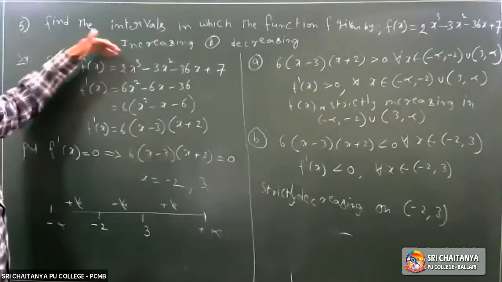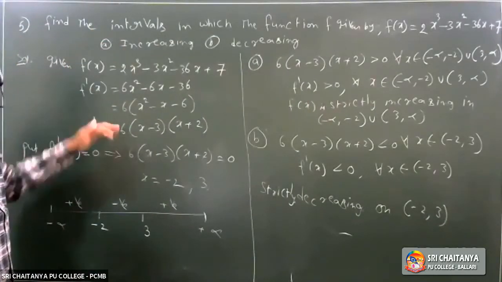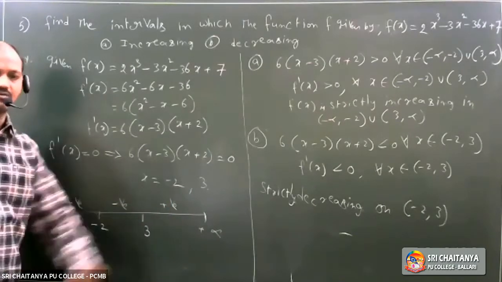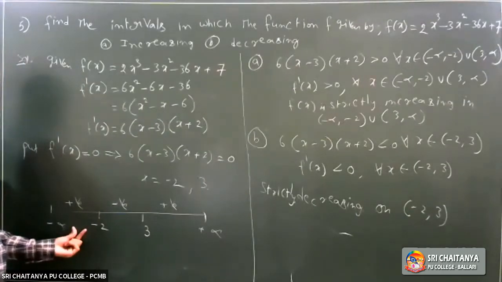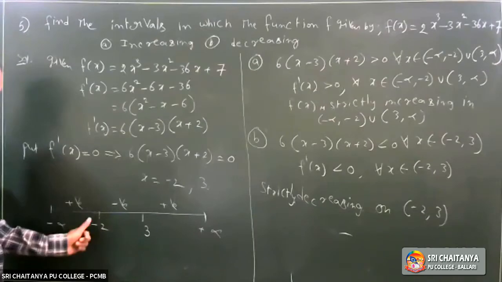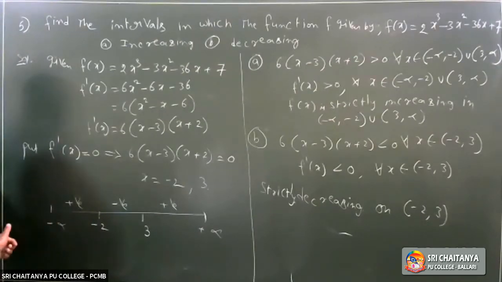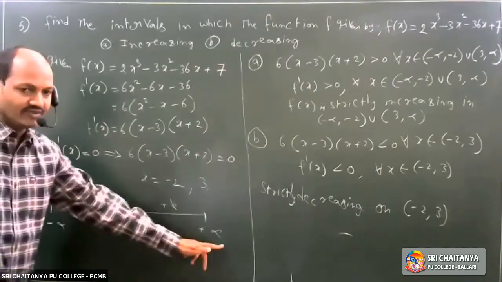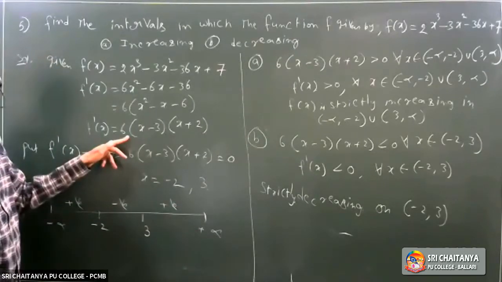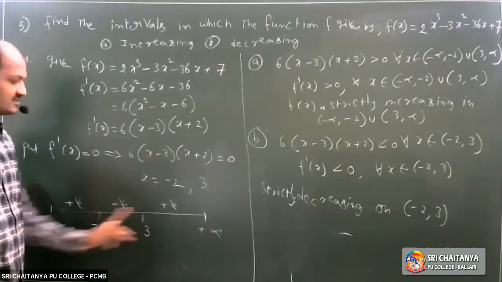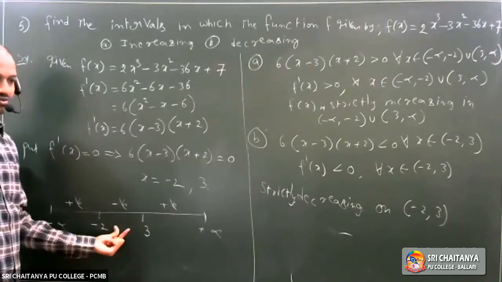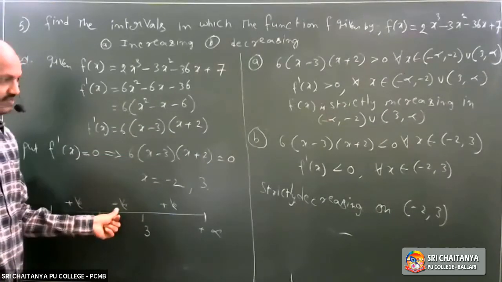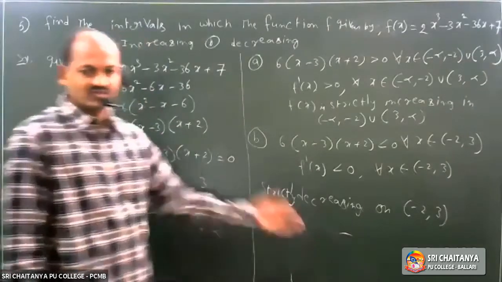First, find the derivative. Set the first derivative equal to 0, we get x values. Then draw the number line. Before is minus infinity, above is plus infinity. Verify in these values. Minus infinity to minus 2: before values minus 3, minus 4, minus 5 and so on, the first derivative is positive. And 3 to infinity, the first derivative is positive. So it is steadily increasing. In between minus 2 to 3, the first derivative is negative. Therefore, it is steadily decreasing. Okay, copy this one.